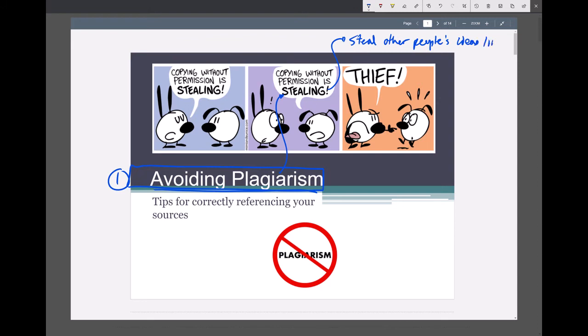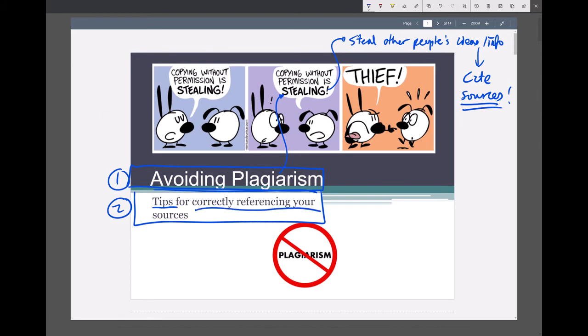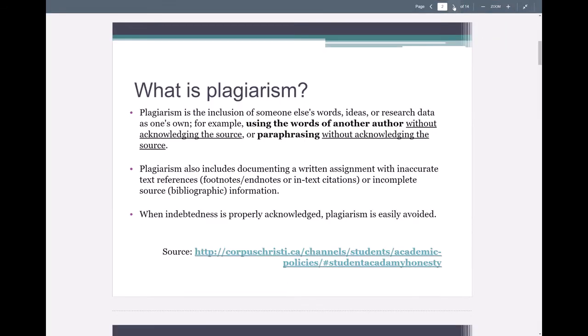Ideas and information. The best way to avoid this is to cite sources. And the second part is that we're going to give you tips on how to reference your sources, how to cite them properly. This way, you will avoid plagiarism. Alright, let's take a look at what that looks like.